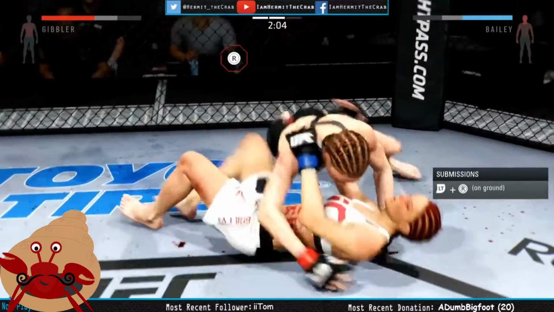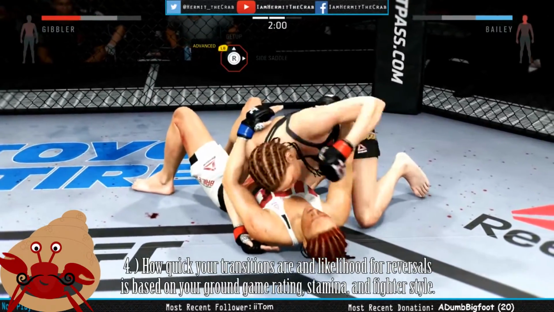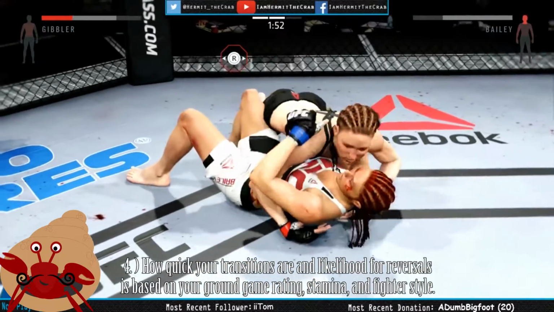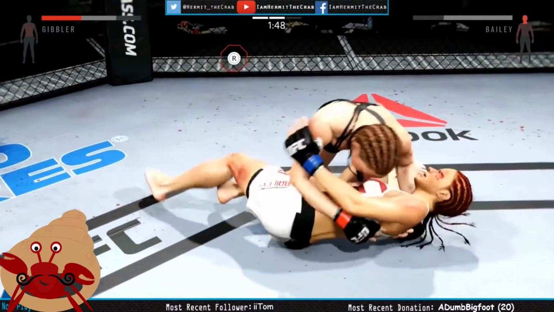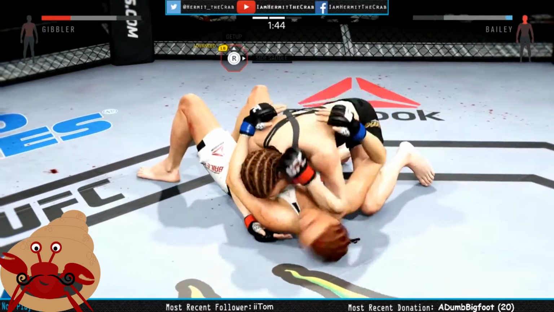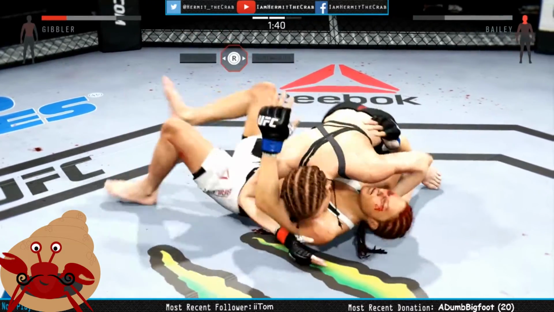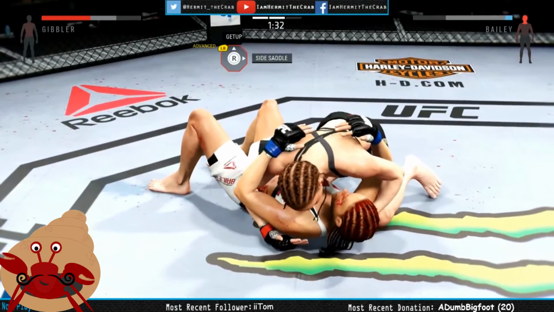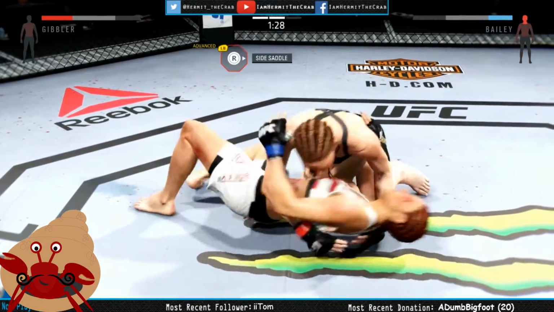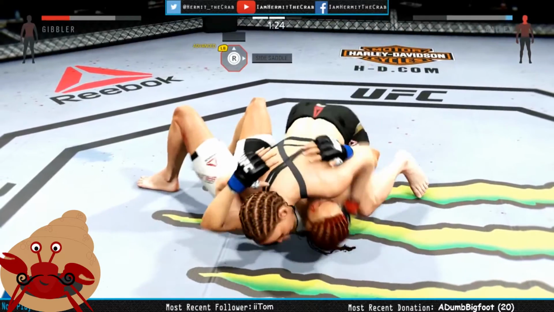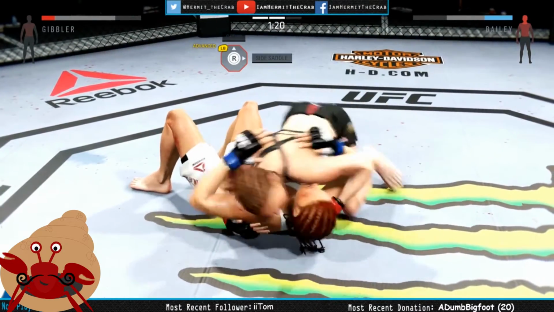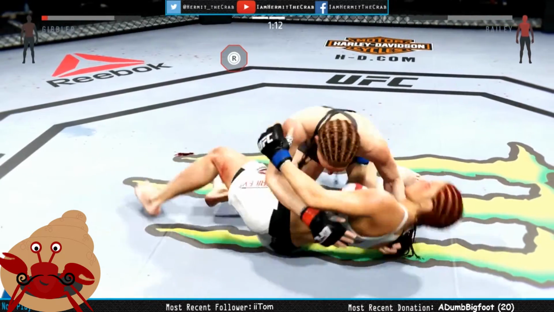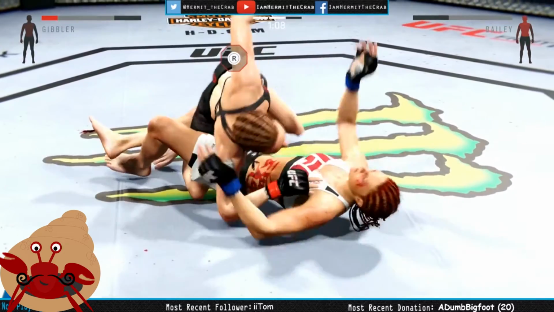And now another important tip, and our final tip, is how quick your transitions are, and likelihood of reversals is based on your ground game rating, stamina, and fighter style. A block and a reversal are done in the exact same way, however the timing is the determining factor for reversals. You either have to guess correctly or hit the block nearly at the same exact time as the person attempts to transition. Also, not all fighters and positions have moves to get out of with reversals. So most of the time you're going to be blocking and trying to advance to another position.